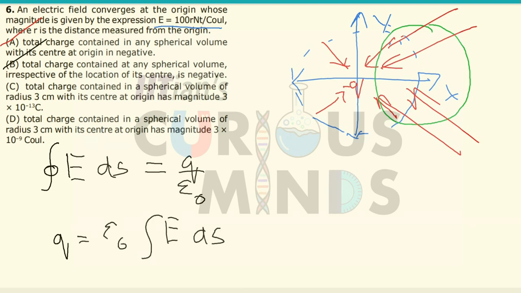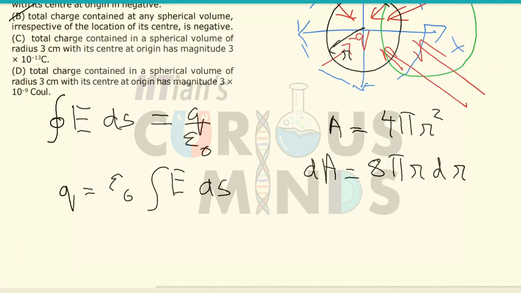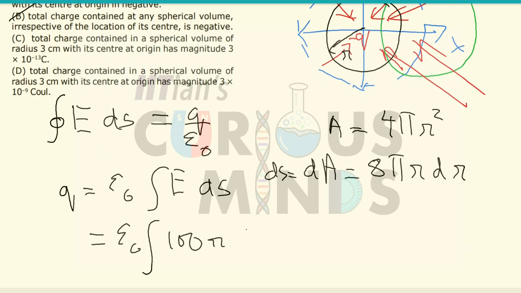Now, dS is the small area. If I consider a sphere of radius r, the curved surface area of the sphere is 4 pi r squared. When I differentiate it, dA will be equal to 8 pi r dr. So instead of dA or dS, the area can be written as 8 pi r dr. So Q is epsilon naught times the integral of 100 r into 8 pi r dr.